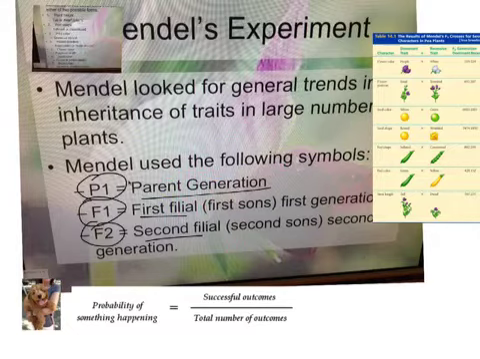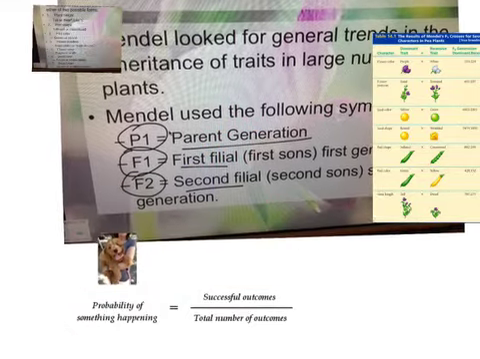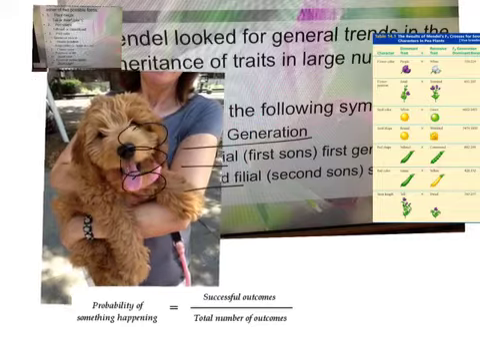Okay, and so that's kind of some important things that you'll need to know. That's just a picture of my dog. Figured I'd throw that in there.